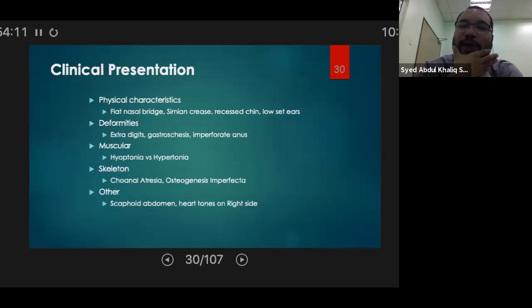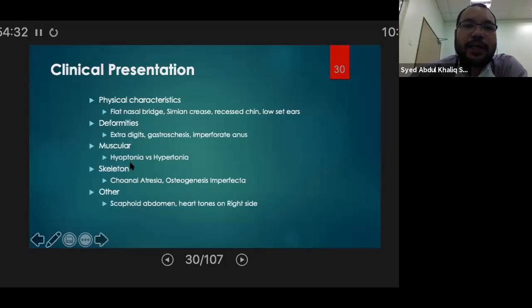Pierre Robin sequence ni is very difficult sebab nak intubate dia very difficult. Sebab dia punya airway dia very, very small. Nak intubate very difficult. I've seen very severe Pierre Robin. And then all these are the problems.